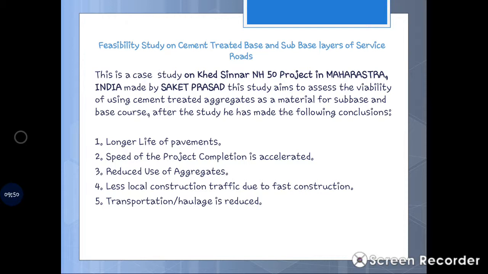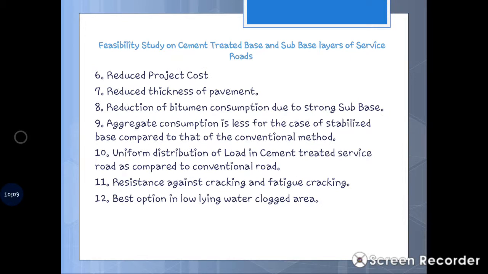So, longer life of pavements, speed of project completion is accelerated, reduced use of aggregates, less local construction traffic due to fast construction, transportation haulage is reduced, reduced project cost, reduced thickness of pavement, reduction of bitumen consumption due to strong sub-base. Aggregate consumption is less in the case of stabilized base compared to that of the conventional method.